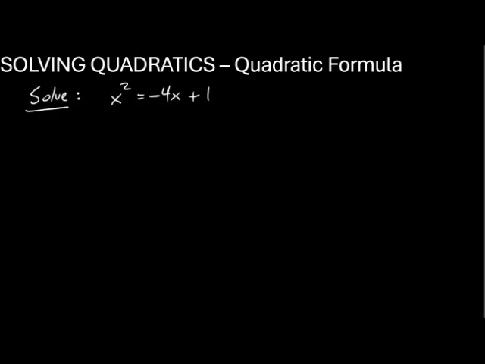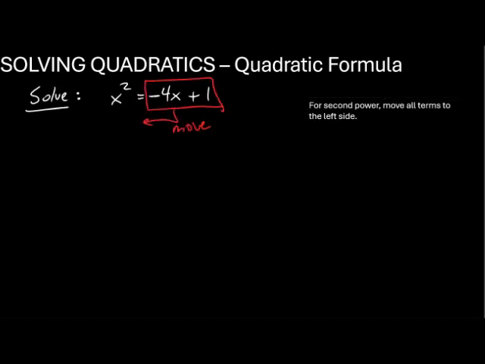Here we'll do another example of a quadratic equation. We have x squared equals negative 4x plus 1. As with our previous example, when we have a second power equation with an x that is second degree, we will move all of our terms to the left side. Therefore, we will take that negative 4x and positive 1 and move it. When we move the negative 4x, it becomes positive 4x, and when we move the positive 1, it becomes negative 1. We will now have x squared plus 4x minus 1 is equal to 0.